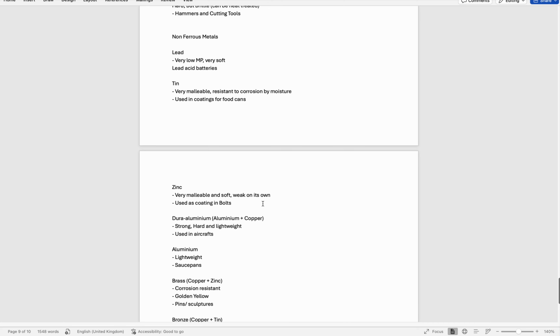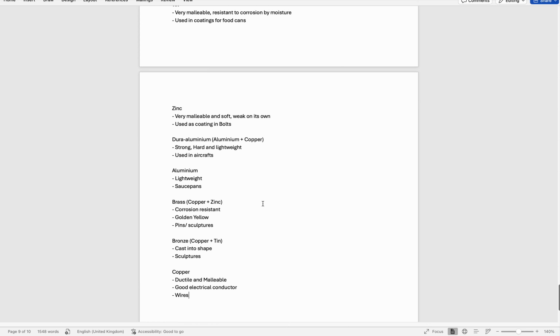And aluminum is aluminum plus copper. It is very strong, very hard, but also very lightweight, so it's used in aircraft. Aluminium is quite lightweight, has very good thermal conductivity, and has a relatively high melting point. I believe it is 560 degrees Celsius, so it is used in saucepans.